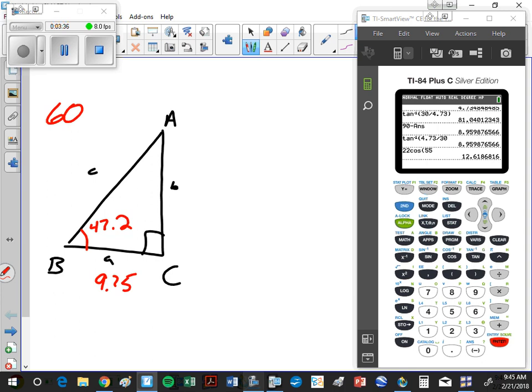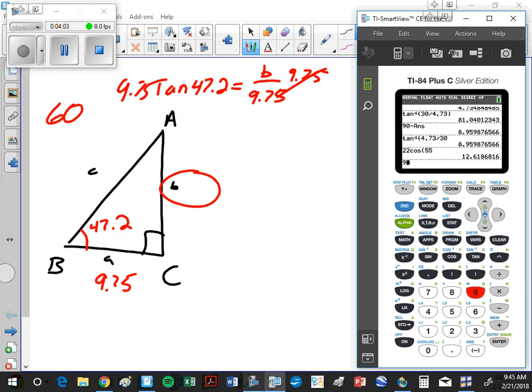So, how would I find little b? Tangent, good. So the tangent of 47.2 is equal to b over 9.75. So now this is a multiply problem. 9.75 tangent of 47.2 gives me 10.5.